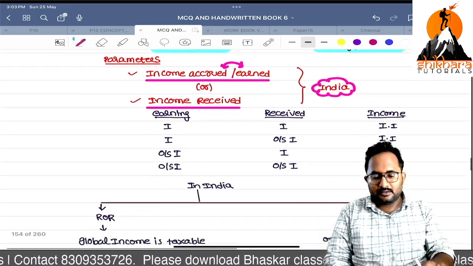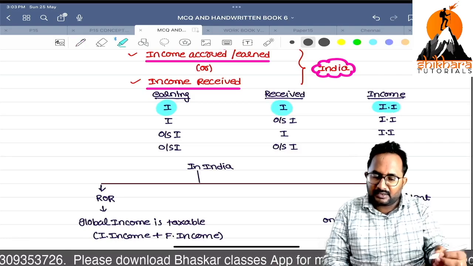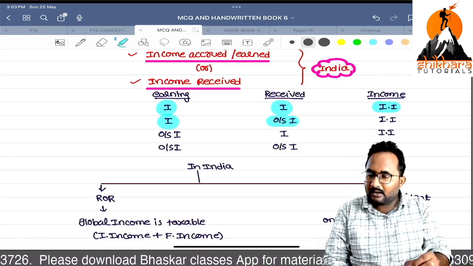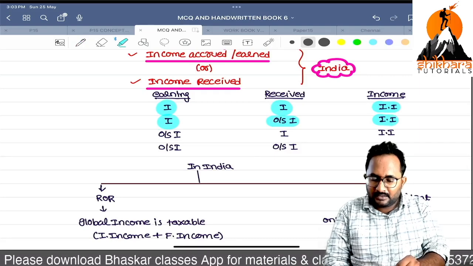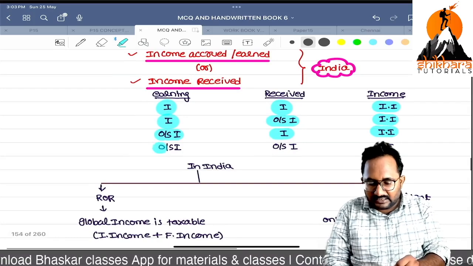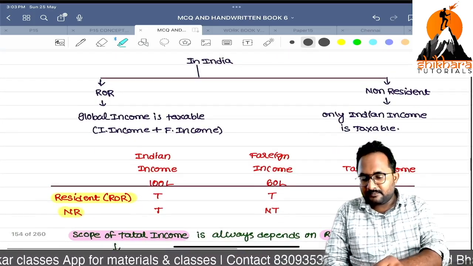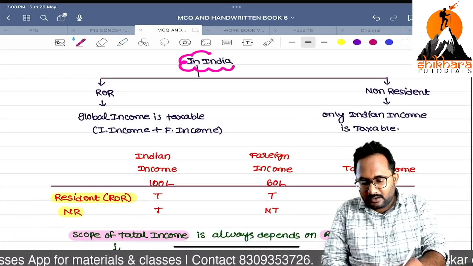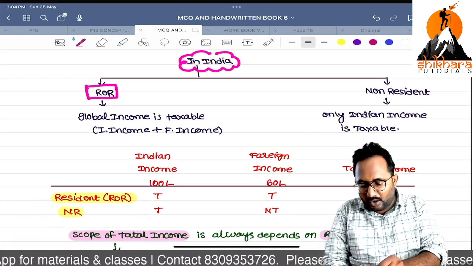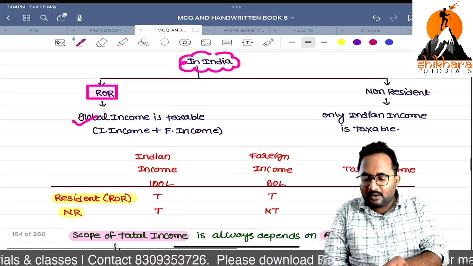Next, this thing you already know. Earning is connected to India, received also connected to India. Earning connected to India, that's why Indian income. Here, received connected to India, that's why Indian income. If both the things are outside India, then it is foreign income. But in India, if you are a resident and ordinary resident, income is taxable in your hands, the entire global income.